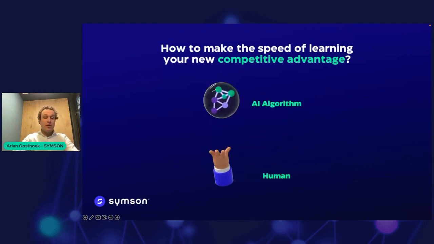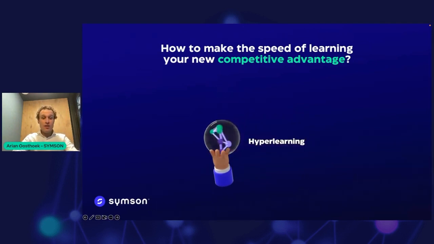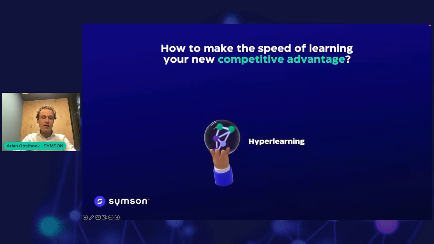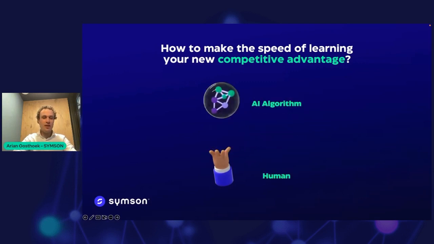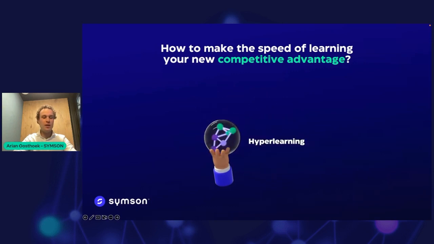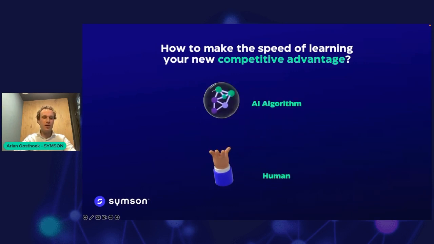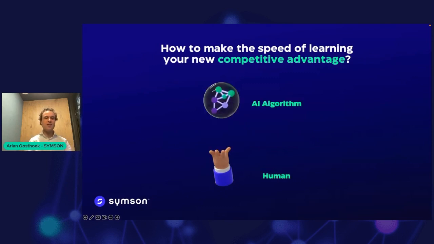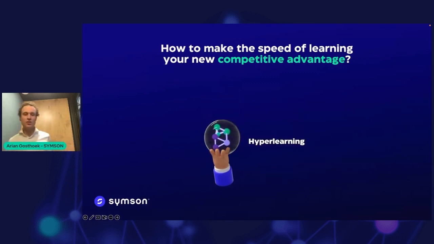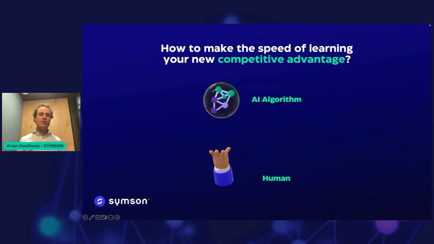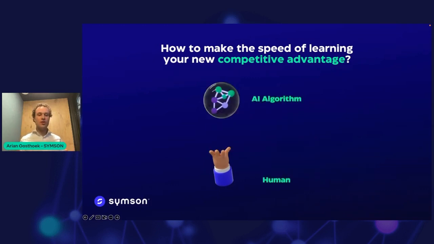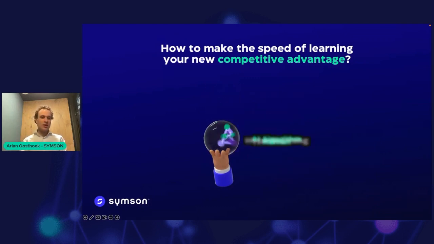But it's not only about the technology. We developed a concept called hyperlearning, because we believe as a company that the speed of learning could be your new competitive advantage. In the past, we saw things like economies of scale, a strong vision, IP, and a motivated workforce as the components where you can distinguish yourself from the competition. But we believe in the current economy, this is not enough.